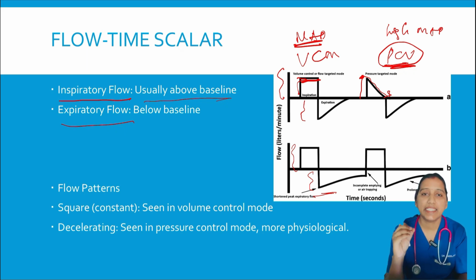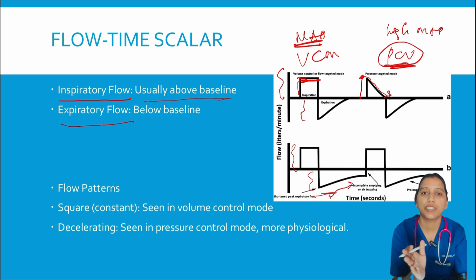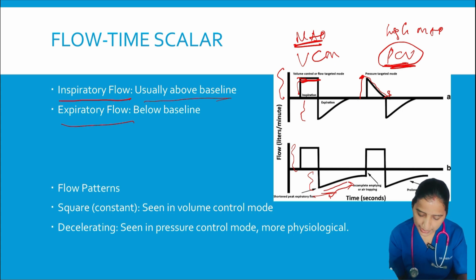In instances of higher airway resistance from obstructive conditions, the flow scalar will show a decreased peak expiratory flow rate, and it will take a prolonged time for the curve to reach the baseline. The time taken to reach the baseline will be prolonged. Conversely, when the lung compliance is decreased, the peak expiratory flow rate is increased.